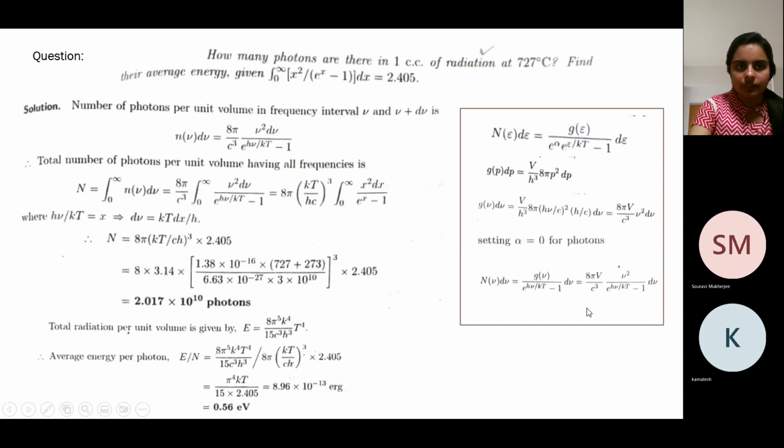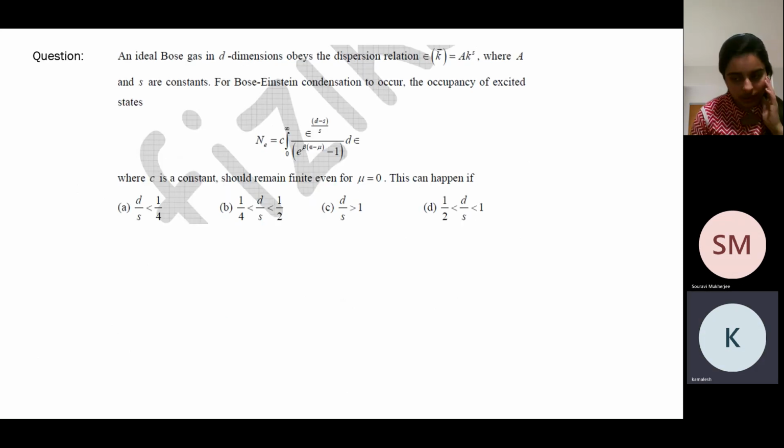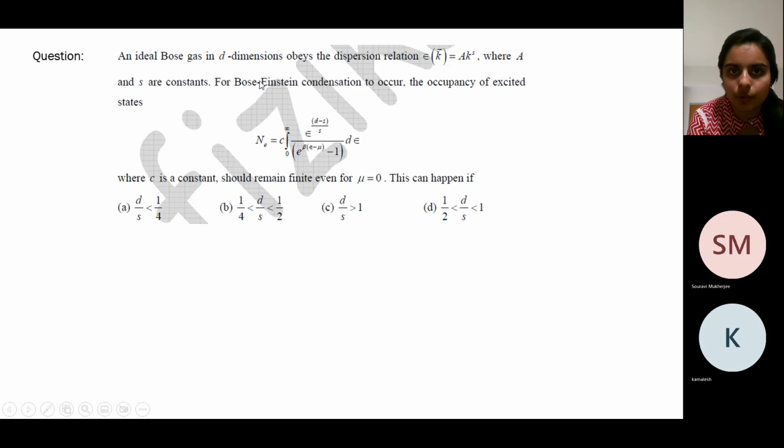Now, there's another question where it's said that we have an ideal Bose gas in d dimensions, and it obeys a dispersion relation given as a k to the power s, where k is your momentum, and a and s are constants. Now, for Bose-Einstein condensation to occur, the occupancy of excited states, which is given by this expression here, should remain finite even for mu equal to 0. And you are asked, when can this happen? So what could be the possible answer?